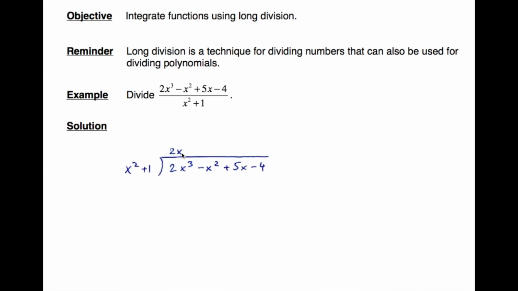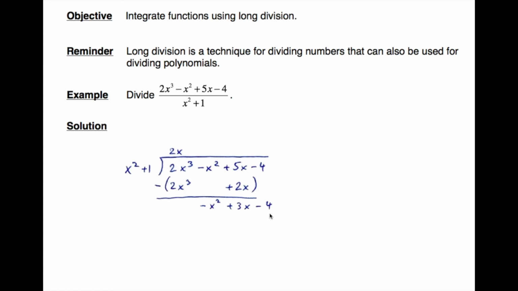So 2x times x squared equals 2x cubed, and 2x times 1 equals 2x. So 2x cubed plus 2x. And I aligned 2x with 5x vertically. Now we subtract this from the line above, and we find negative x squared plus 3x minus 4.